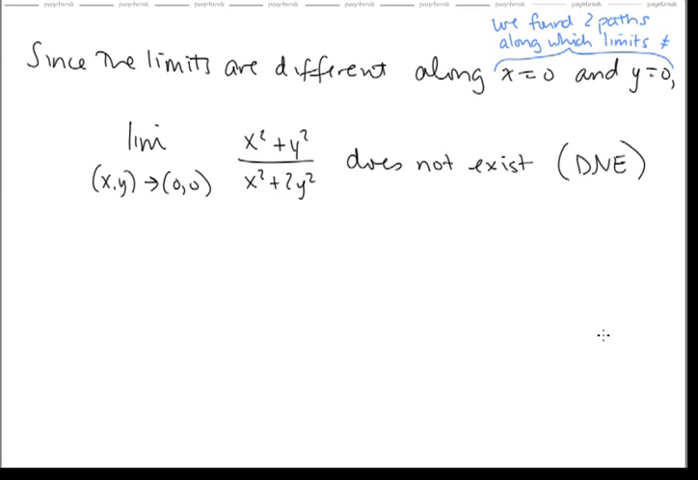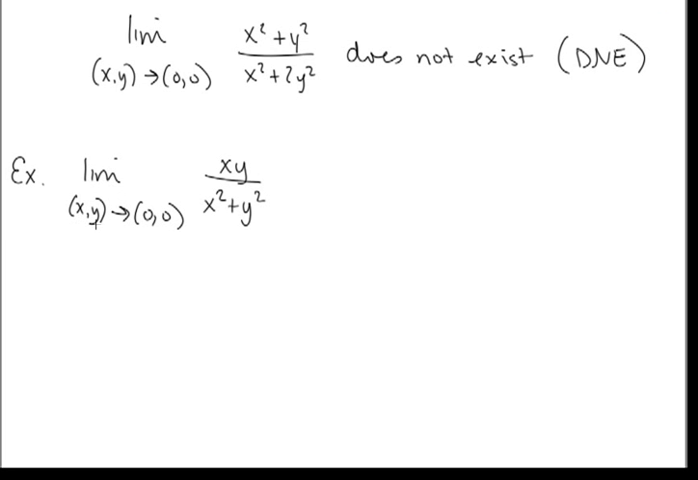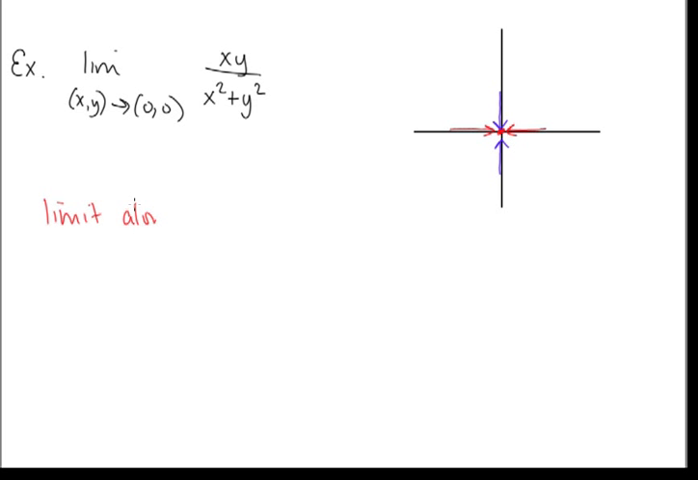Let's take a look at another example. So now we're looking at the limit as (x,y) goes to (0,0) of xy over (x squared plus y squared). Notice again that we're going towards (0,0). We're going to do this a lot just for simplicity, but note that limits exist towards any point. So let's take a look at this one, and let's start by looking for two curves, again, for which the limits are different. So we'll again start with the limit along y equals 0.